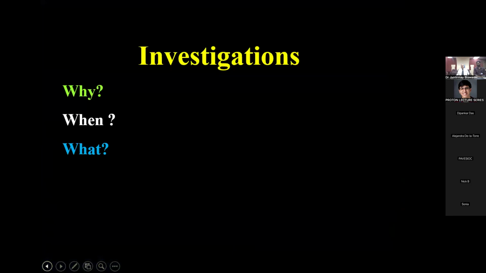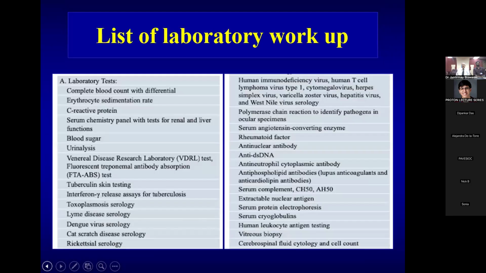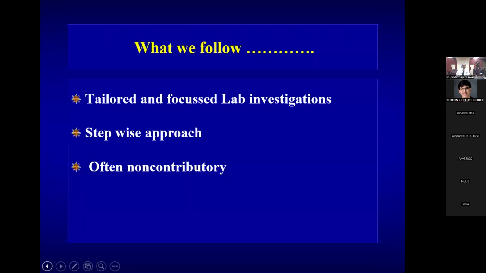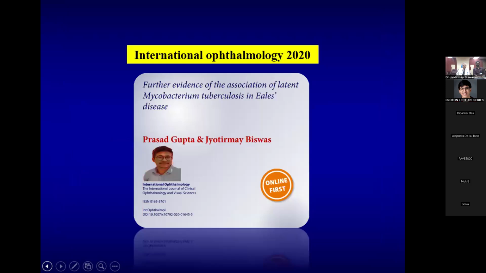So what are the investigations which you need to do in a case of retinal vasculitis? Is it worthwhile to do investigations? And when and what? There are several laboratory investigations. The list is very long for a case of retinal vasculitis. What we propose is tailored and focused laboratory investigations, and you may not get all the investigations done in one go. You may need to go for a stepwise approach, and they can often be non-contributory.